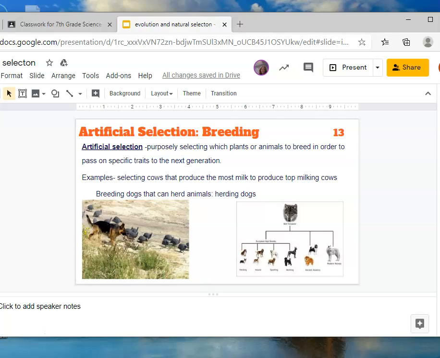So let's look at a few points. Artificial selection or breeding. What is artificial selection? Well, it's purposely selecting which plants or animals to breed in order to pass on specific traits to the next generation. Some examples are selecting cows that produce the most milk to produce top milking cows, or breeding dogs that can herd animals, producing herding dogs.